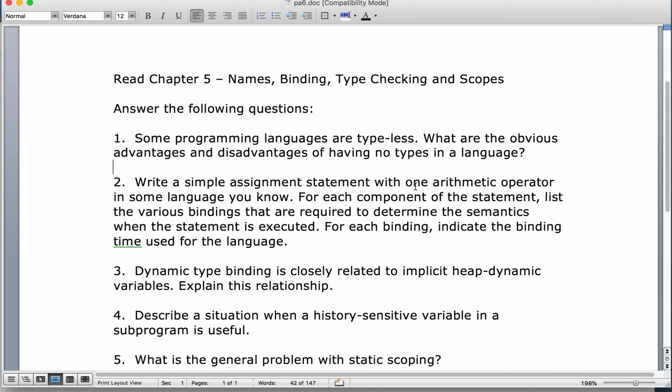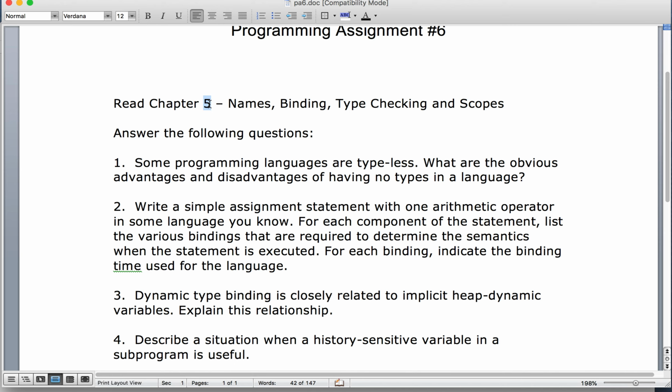Some languages are typeless. Okay, so they don't have data types. And what you want to do is make sure you actually read chapter 5 before you attempt to answer these questions. Okay, so if the languages are typeless, what are some of the advantages and the disadvantages of having no types in a language? You can't get this from the textbook. In fact, this question is a variation of a question that comes from the end of chapter 5 of one of the editions of the book. And so the way that you want to approach this is answering in your own words.